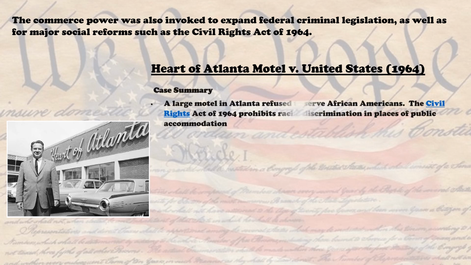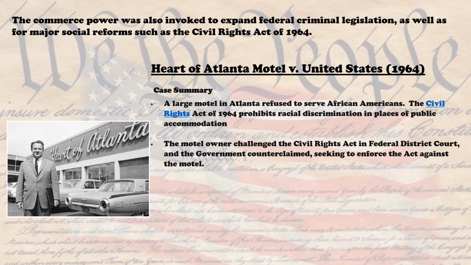Here's our case summary. A large motel in Atlanta refused to serve African Americans. Now, the Civil Rights Act of 1964 prohibits racial discrimination in places of public accommodation. Clearly, a motel is a place of public accommodation. The motel owner challenged the Civil Rights Act in federal court, and the government counterclaimed, seeking to enforce the act against the motel.